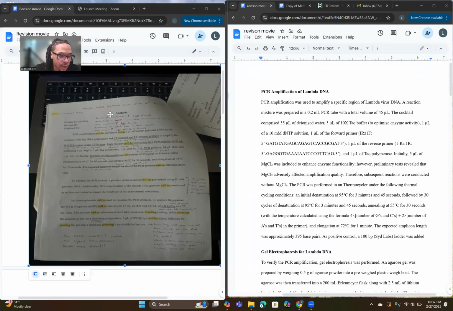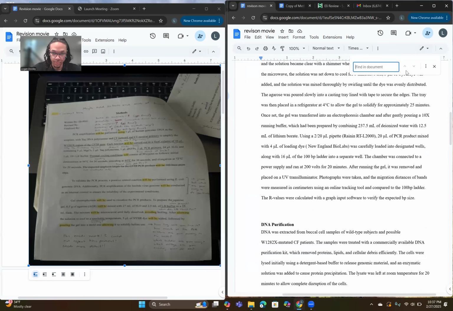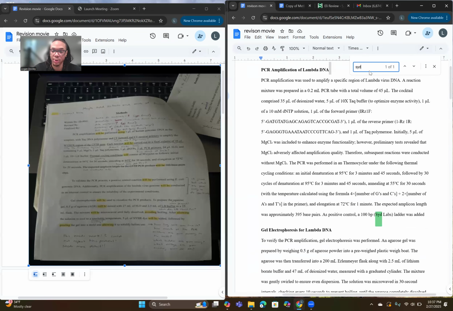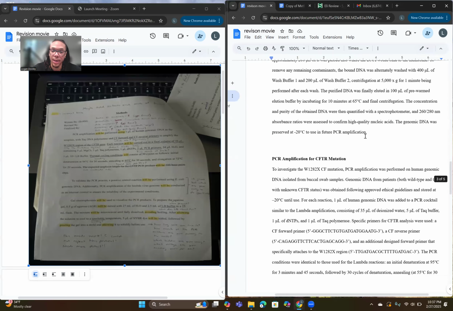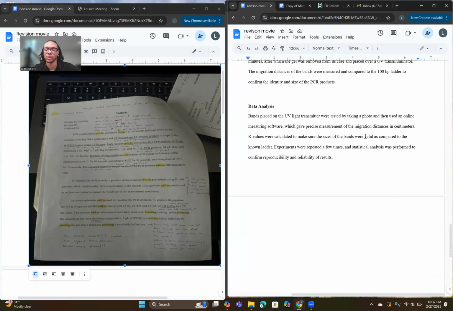Right here it says source of materials. In the second paper, I was actually able to mention the source of materials. So Sid Labs, New England Biolabs. That was mentioned throughout the methods as well. As far as right here, it says data analysis. I don't even need to search that up. Data analysis is at the very bottom. This is where I talk about the data analysis.